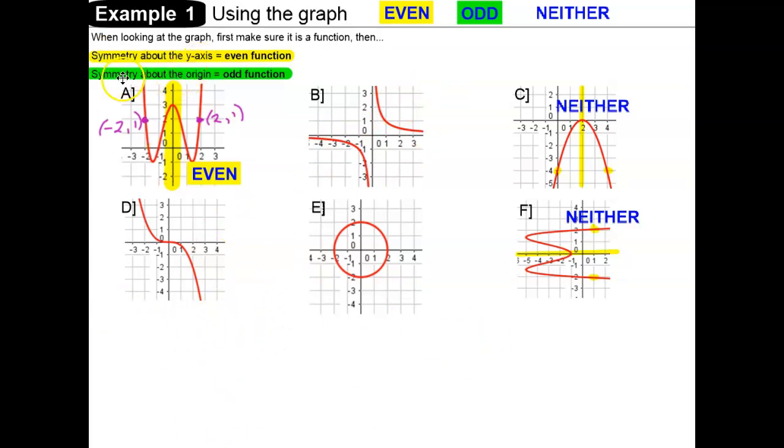Okay, then odd functions have symmetry about the origin, rotational symmetry about the origin.